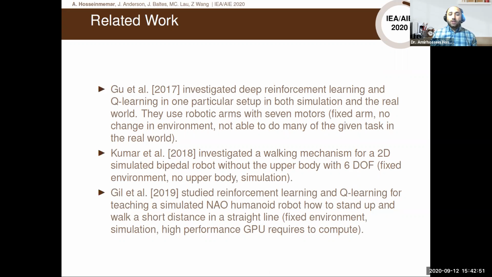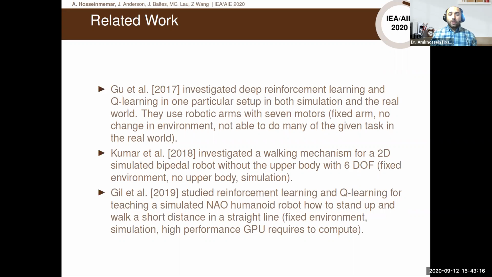Kumar et al. in 2018 investigated a walking mechanism for a 2D simulated biped robot without the upper body with 6 degrees of freedom, which means 6 motors, fixed environment and no upper body, and it was applied only in the simulation. So the solution wasn't applied to the real world.